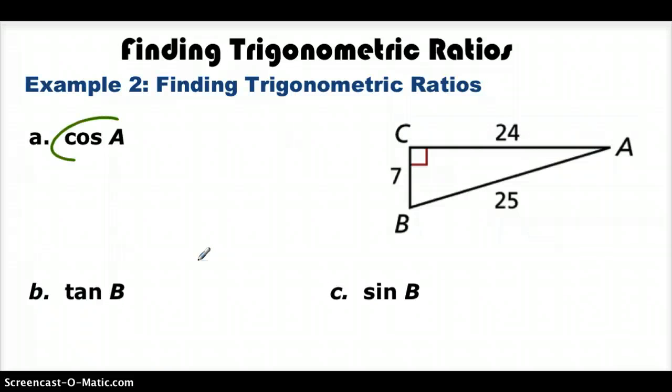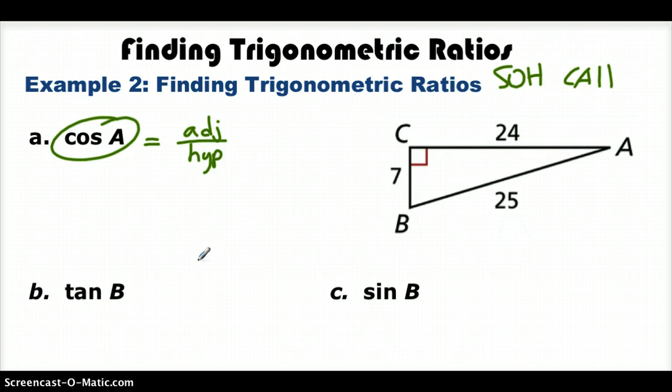So again, the cosine, well, I'm just going to maybe abbreviate this again. The cosine of an angle is going to be the adjacent over the hypotenuse, right? Again, I'll write this up at the top again. We're doing SOHCAHTOA.